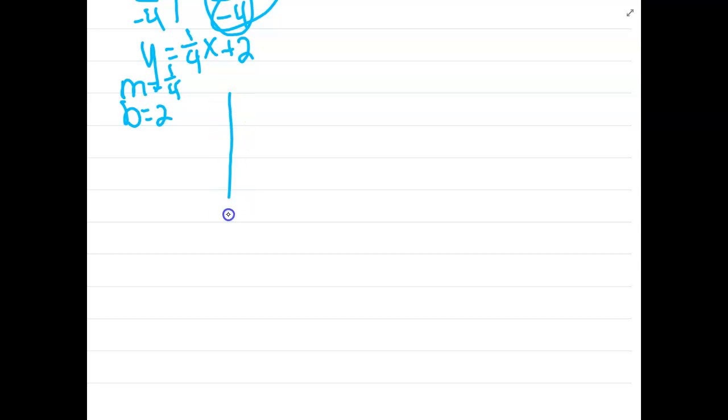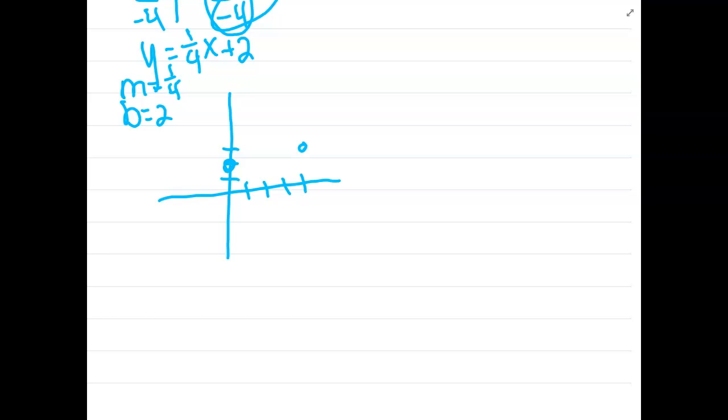So the first thing I plot is that 2. On your y-axis, remember the up and down axis, you're going to put a point at 2. Then my slope is 1/4. So we're going to rise 1, run 4. So rise 1, run 4, and put a point.